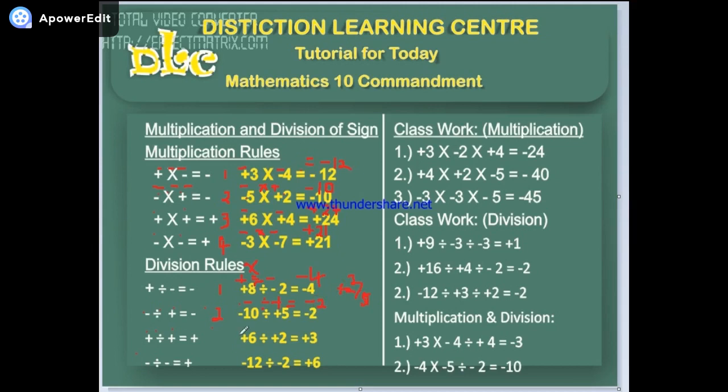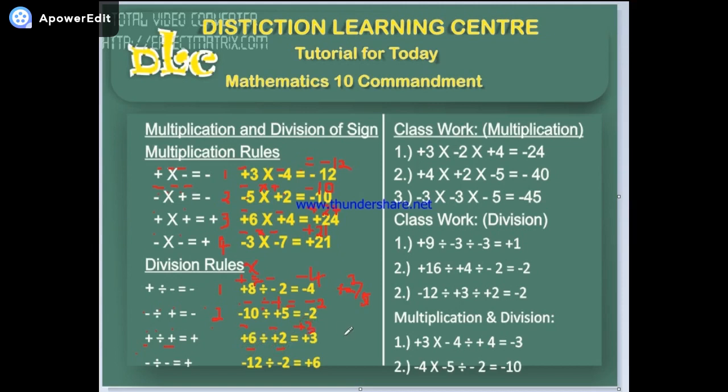And the next one is plus 6 divided by plus 2. Now plus 6 divided by plus 2 will be what? Plus divided by plus, which is equal to plus. So definitely this one will give us plus. And 6 divided by 2 will give us 3. So definitely our answer is plus 3.